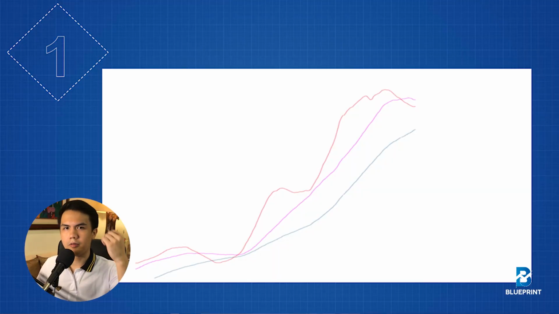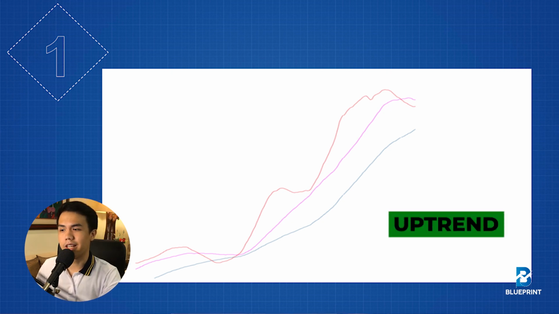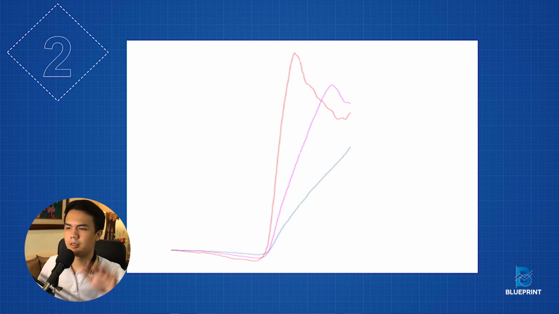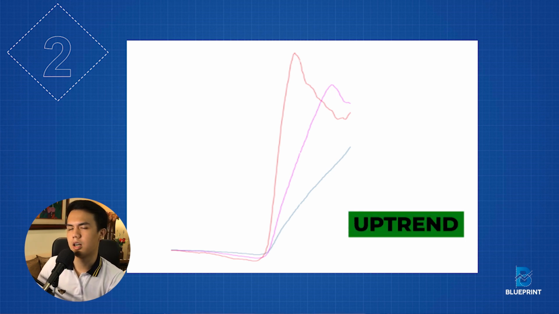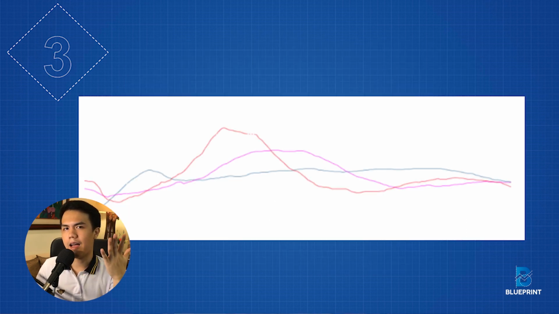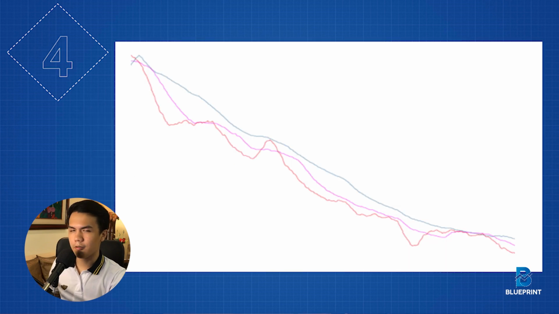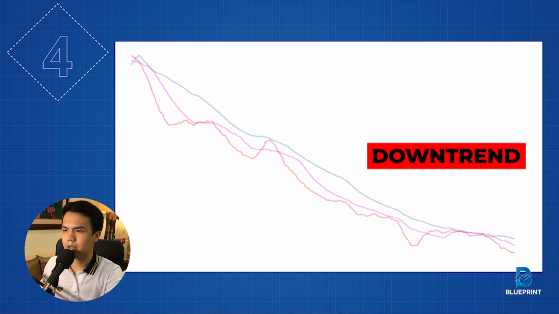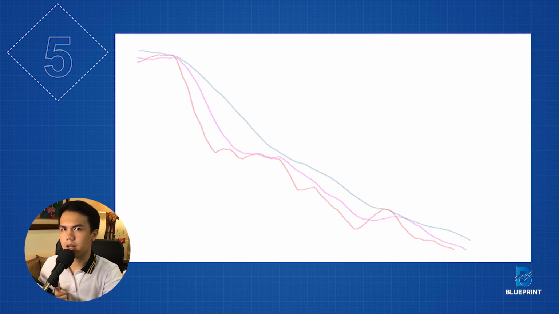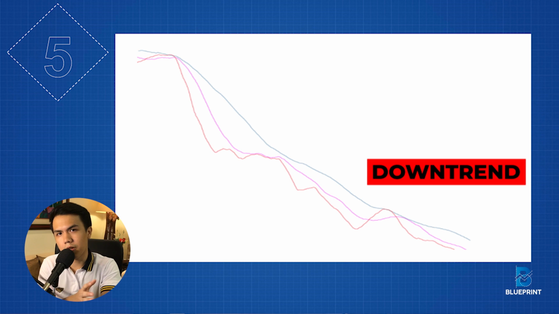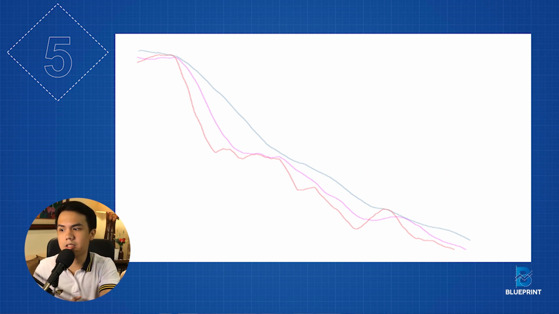Number 1. Ano to? 5, 4, 3, 2, 1. This is a uptrend. Number 2. 5, 4, 3, 2, 1. This is a uptrend. Number 3. 5, 4, 3, 2, 1. This is sideways. Number 4. 5, 4, 3, 2, 1. This is downtrend. So, dapat mabilisan lang tayo, no? Number 5. 5, 4, 3, 2, 1. This is a downtrend.